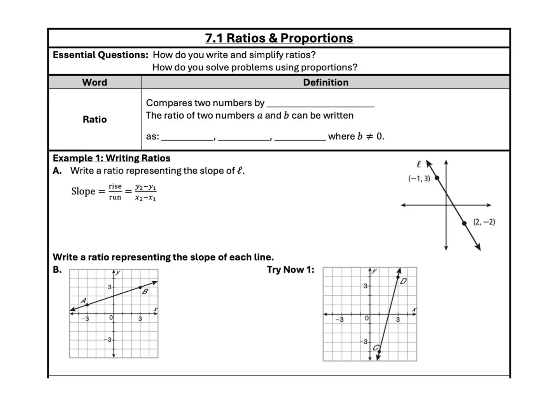Hello, in this video, we're going to be looking at lesson 7.1 on ratios and proportions. Unit 7 is all about similarity, and part of similarity involves proportions. So we're going to spend some time on proportions here today so that we're able to apply them for the rest of chapter 7. The essential questions that we'll cover are how do you write and simplify ratios, and how do you solve problems using proportions.